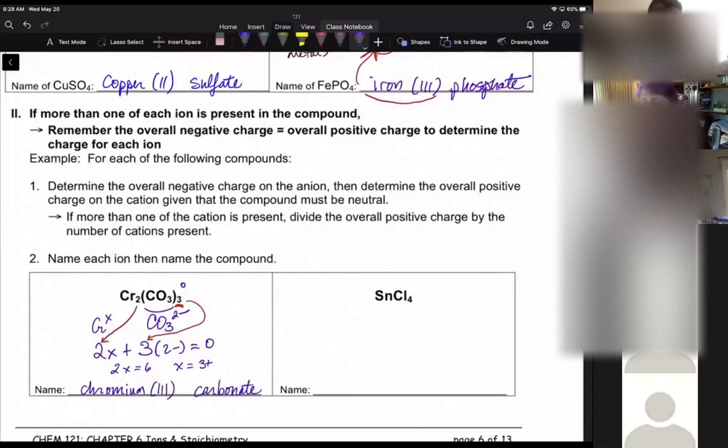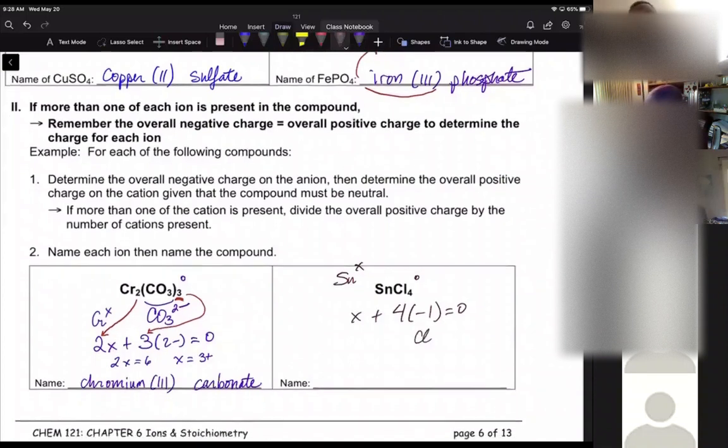Okay, do you have the next one? Do the same thing for the next one. Total charge is 0. We have 4 chlorines and each one brings in a -1. If we look at tin as having that charge of X, there's just one of them. So we have a Cl- and we have an Sn4+. Okay, so this is tin 4 chloride.